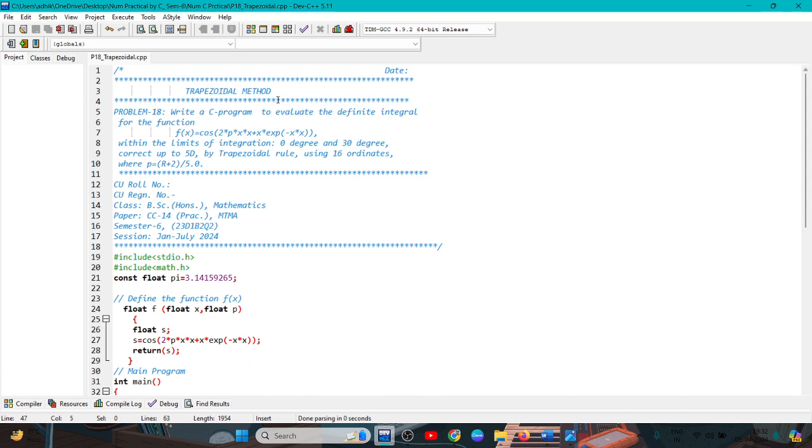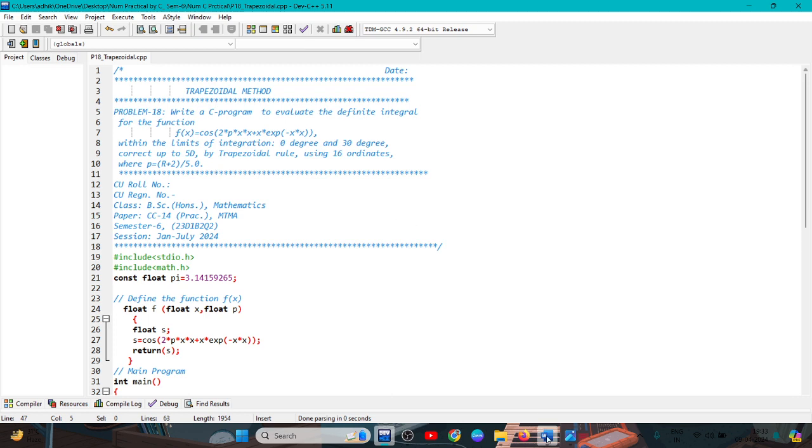trapezoidal method, problem 18. Write a C program to evaluate the definite integral for the function f(x) equal to cos(2px square) plus x e to the power minus x square, within the limits of integration 0 degree and 30 degree, correct up to 5 decimal places by trapezoidal rule using 16 ordinates, where p equal to r plus 2 divided by 5.